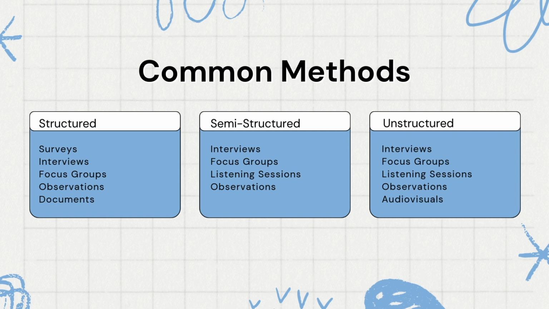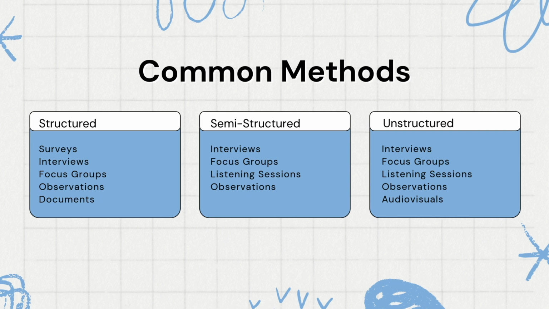Semi-structured methods use a mix of predetermined questions and have some flexibility to explore topics more in depth. The questions are often open-ended, allowing for elaboration. These include surveys, interviews, focus groups, listening sessions, and observations.